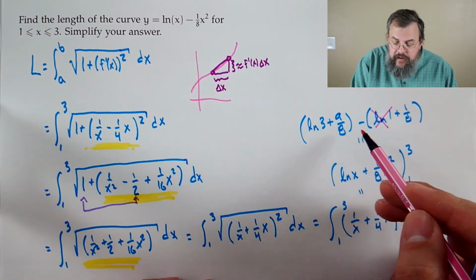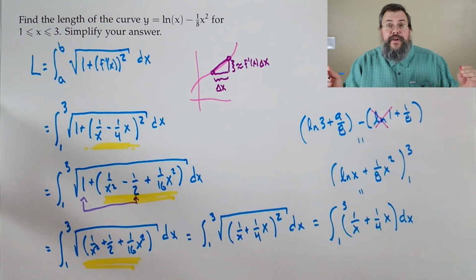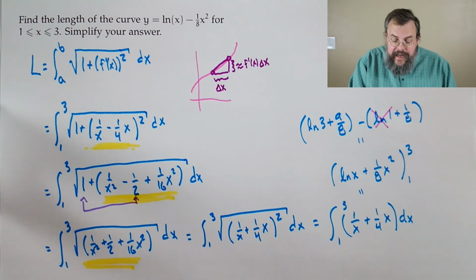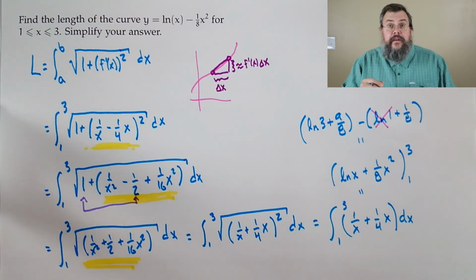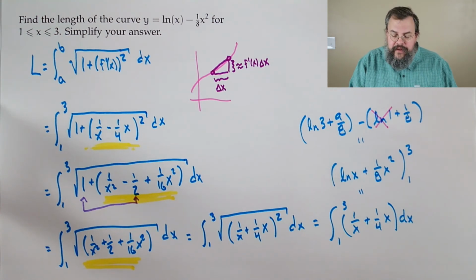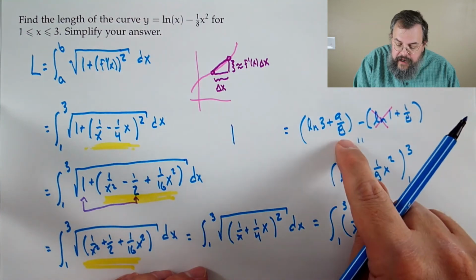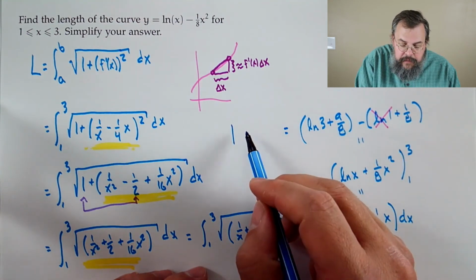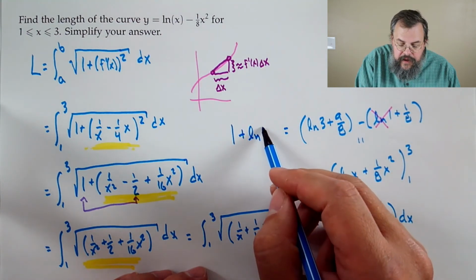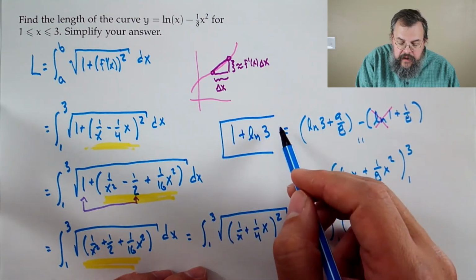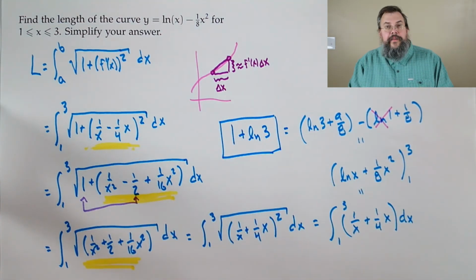And here we have 9/8 subtract an eighth. That's beautiful. That's 1. And natural log of 3 is, well, it's natural log of 3. That's what it is. It's already really as simple as it can be. So our final answer is 1, which comes from the 9/8 subtract 1/8, and then plus the natural log of 3. And there we go.